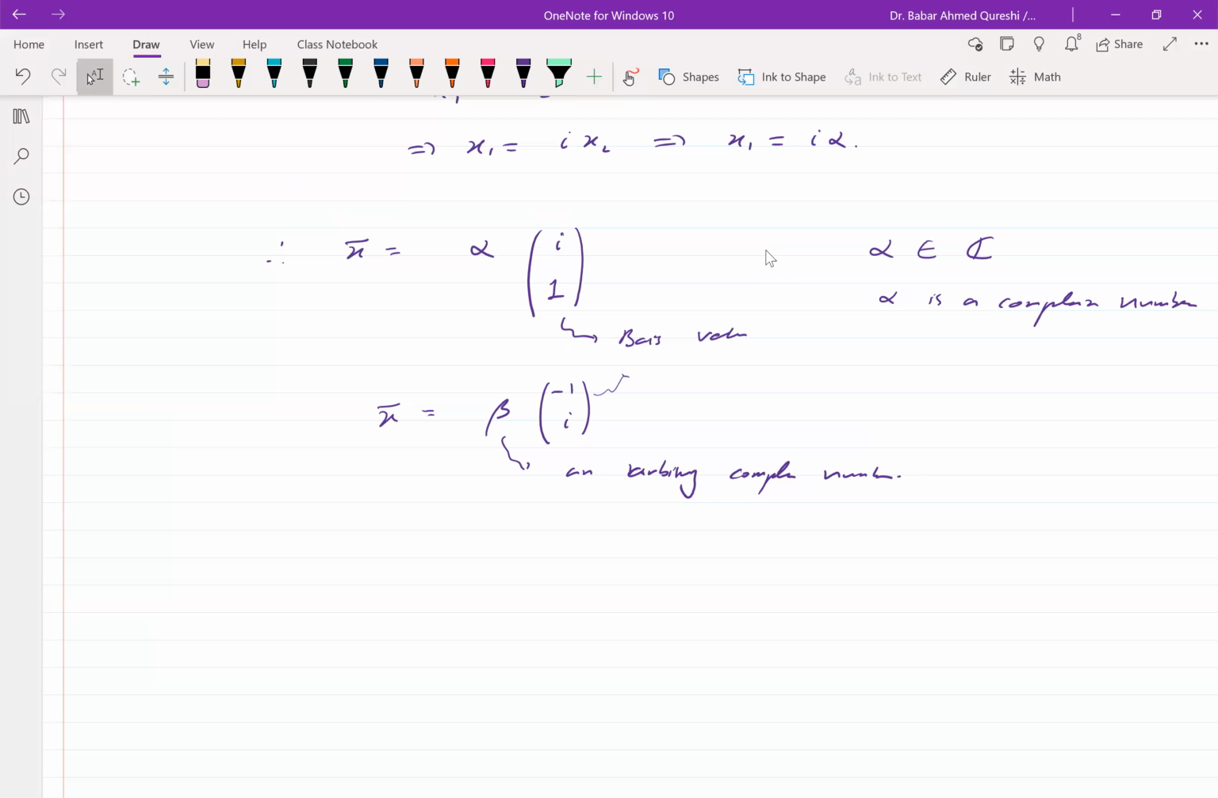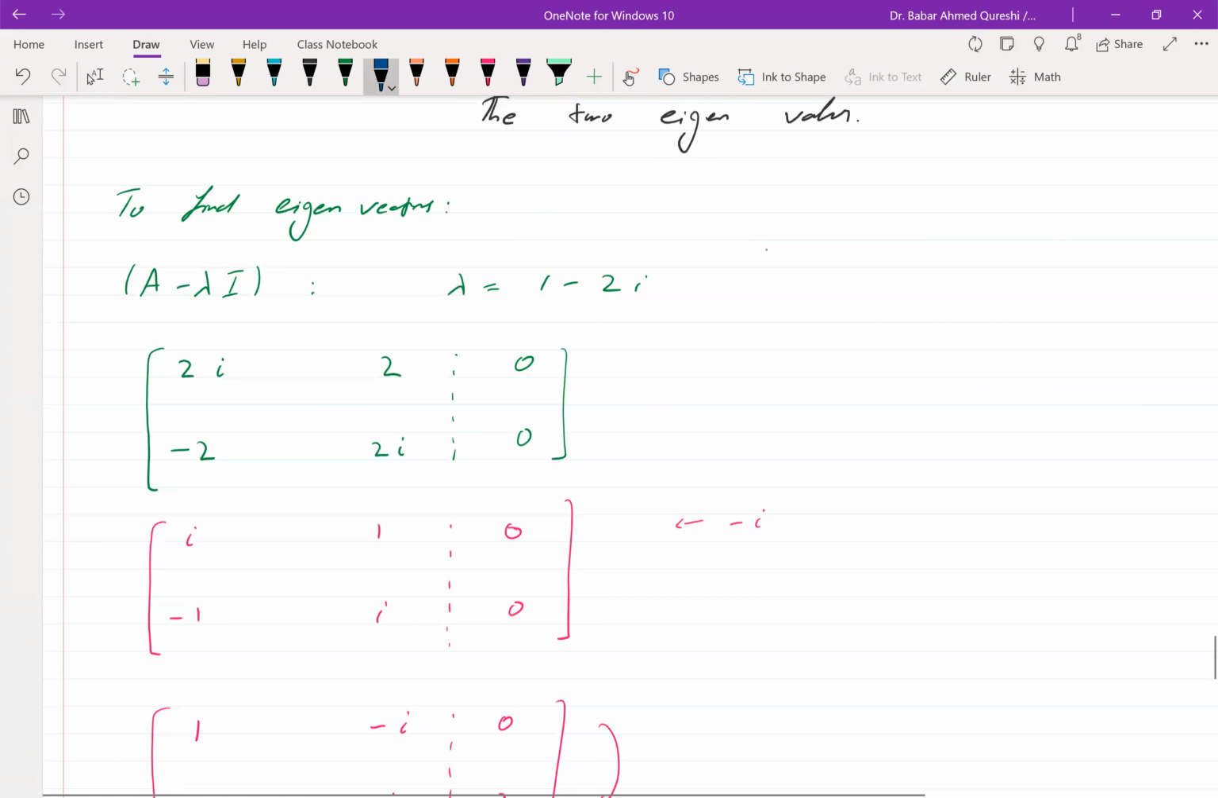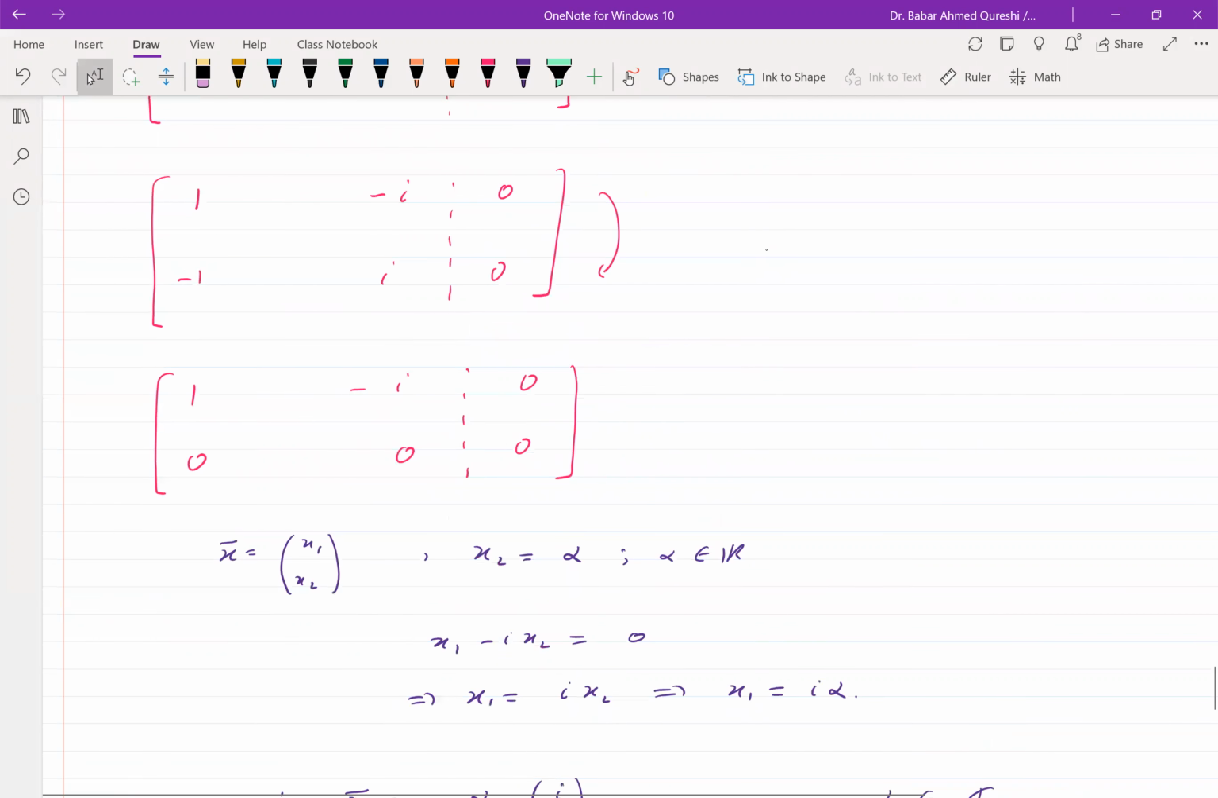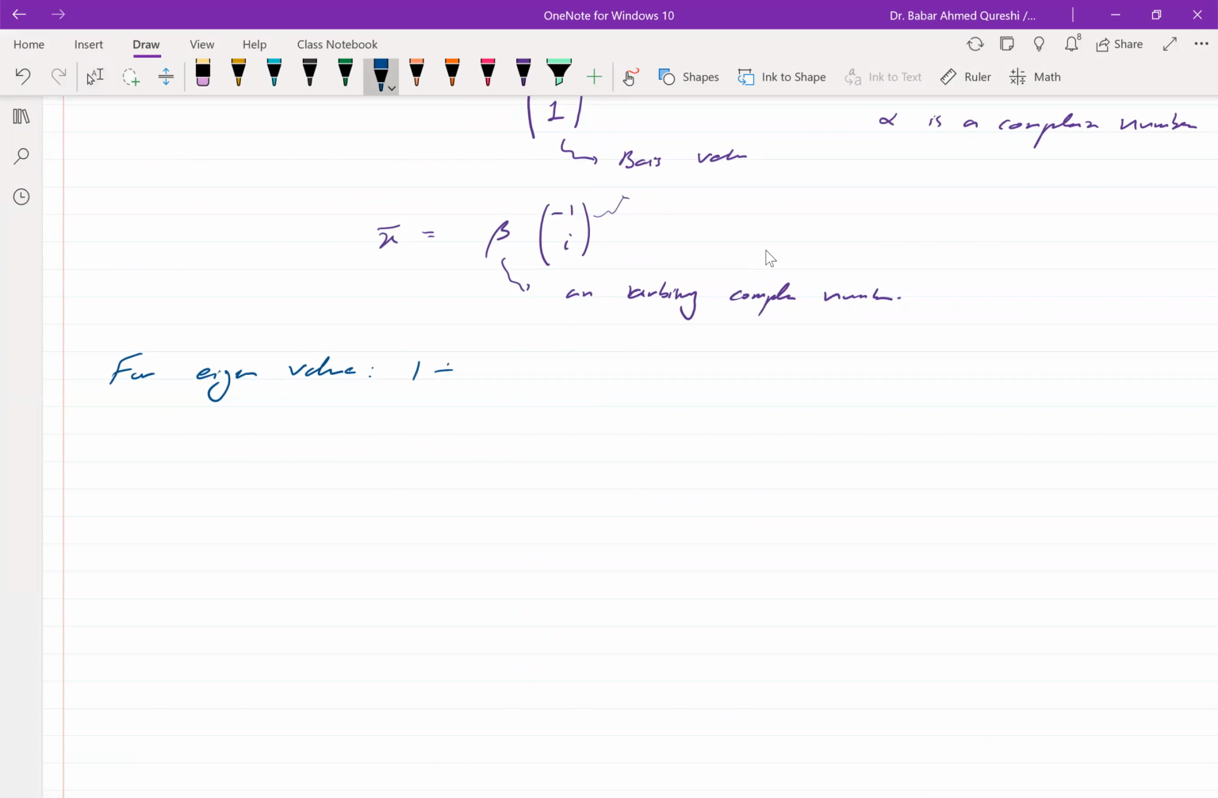What if I consider the other eigenvalue? What was the other one? 1 plus 2 iota. So now when I do 1 minus 1 plus 2 iota, I'll have a minus 2 iota here, a 2 here, minus 2 and a minus 2 iota here. Zero, zero.